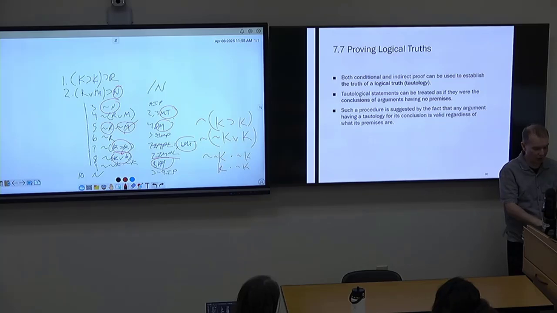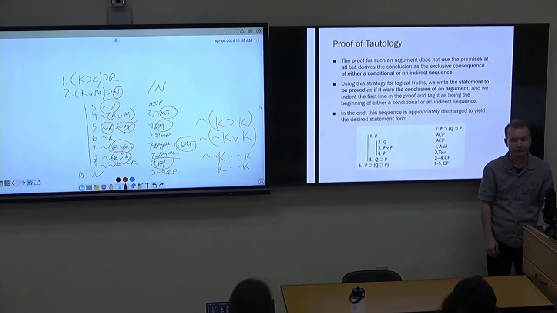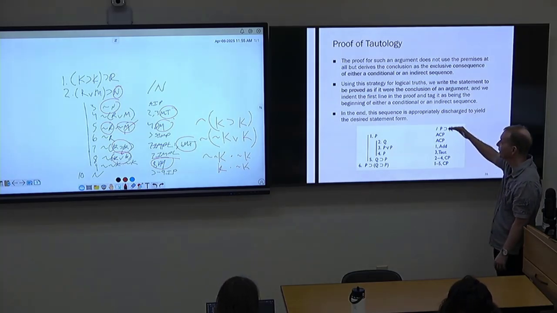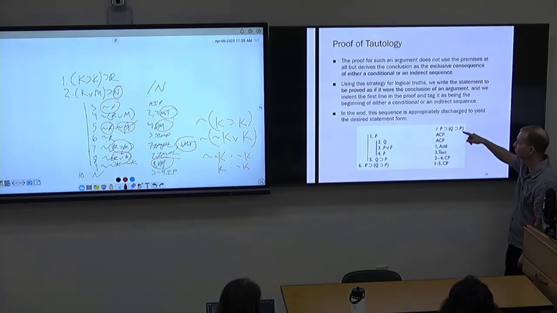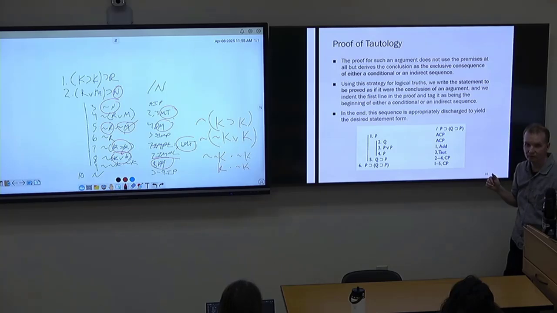So that would be where you are using one of these rules. You see here we don't have any premises. We just have the conclusion, which is an argument in itself. Why? Because that is a tautology. But you need to prove it's a tautology. You can do it with a truth table, but that's just another way to do it.